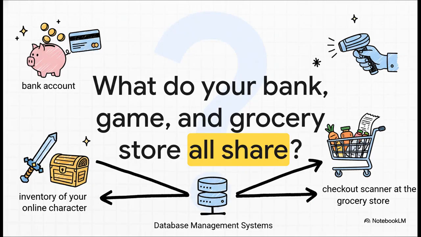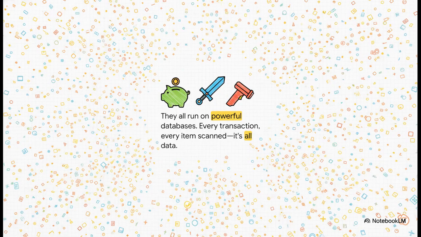So let me start with a question for you. Think about it for a second. Your bank, your favorite video game, even your local grocery store. I mean, what could they possibly have in common? They seem like totally different worlds, right? But they all share one critical behind-the-scenes secret. And there it is. They all run on powerful databases. Every single bank transaction, every item in your character's inventory, every barcode that gets scanned, it's all just data.